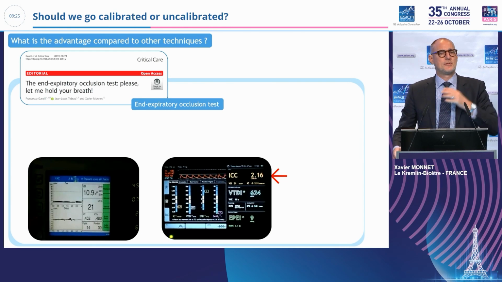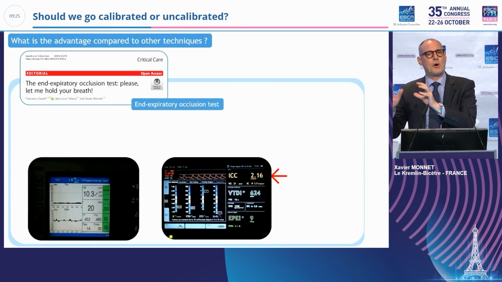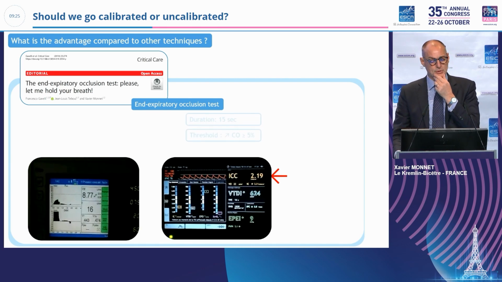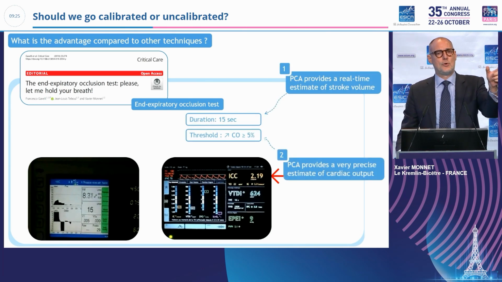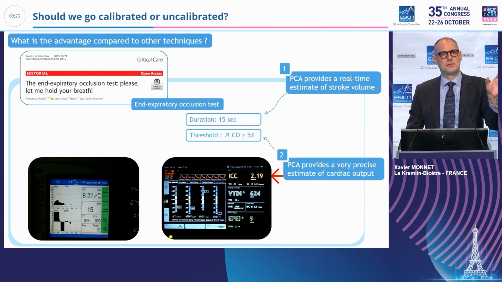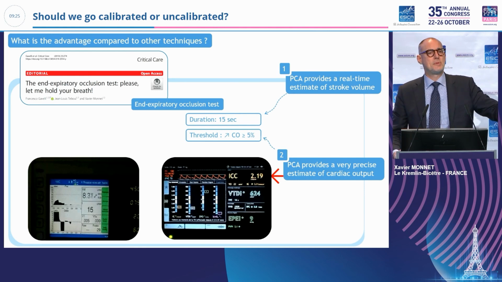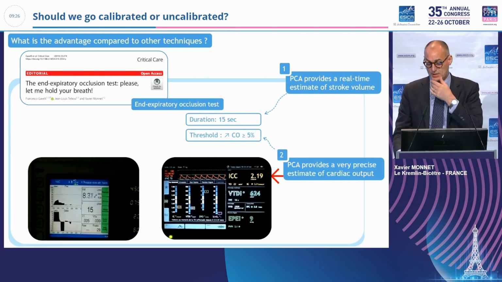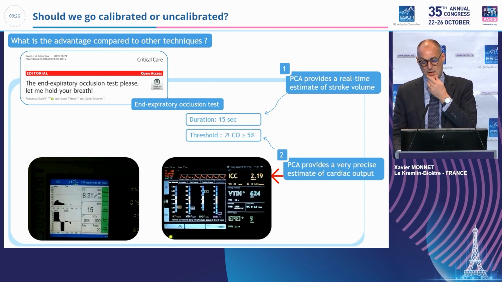For instance, the end-expiratory occlusion test you have on the screen, directly in real time, the changes in cardiac output. The duration is short, the diagnostic threshold is small. It would not be possible to assess the effects of the test without a continuous and precise technique measuring cardiac output and stroke volume.